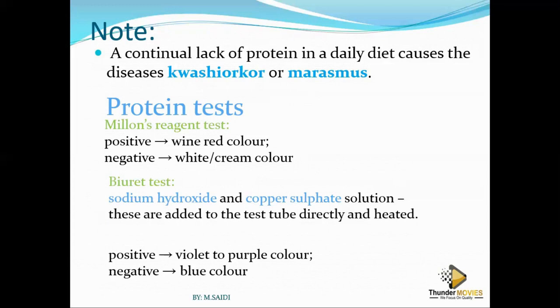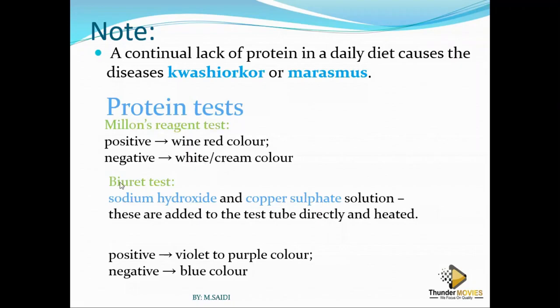How do you test for proteins? You can test for proteins using Millon's reagent. If it is positive, it's going to be wine red. It means it's going to be red, looking like wine. That's why it's called wine red. If it is negative, it's going to remain white or creamy. So if you add Millon's reagent to a sample containing proteins, it's going to turn red. And if you add Millon's reagent to a sample without proteins, it's going to look white.